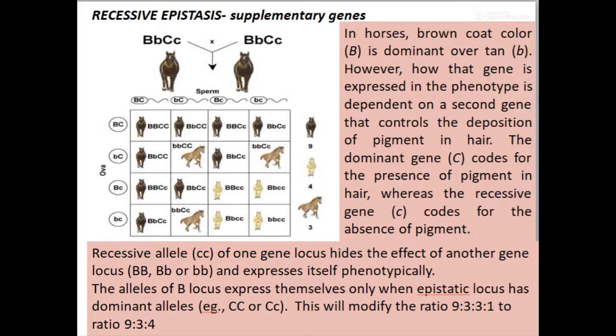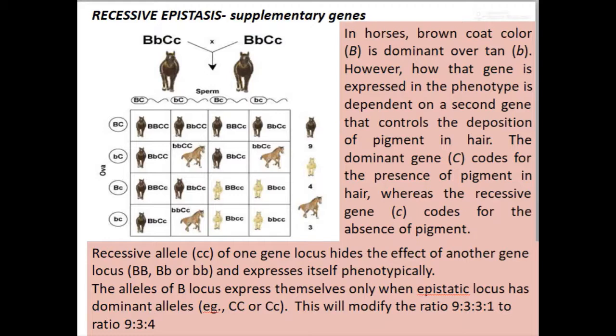If you consider horses, they could have a brown coat color which is coded by a capital letter B, and it is dominant over the other coat color referred to as tan, which is coded by a recessive gene, small letter b. However, how the gene is expressed in the phenotype is dependent upon the second gene that controls the deposition of the pigment in the hair. The dominant gene, capital letter C, codes for the presence of a pigment in the hair, whereas a recessive gene, small letter c, codes for the absence of the pigment.